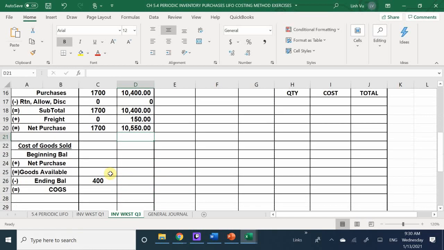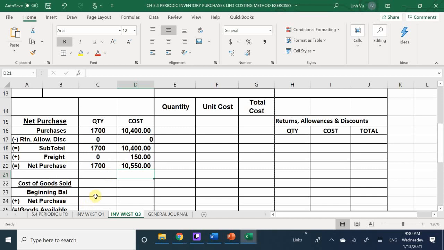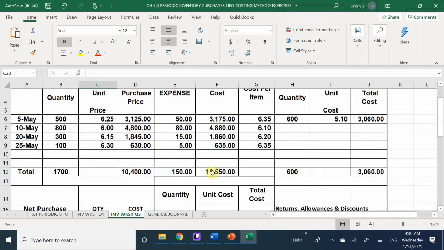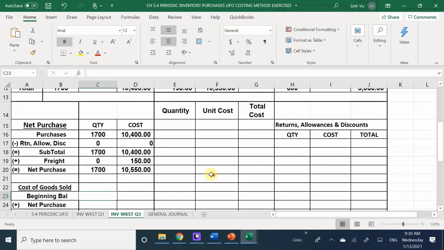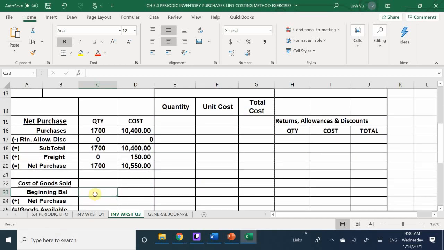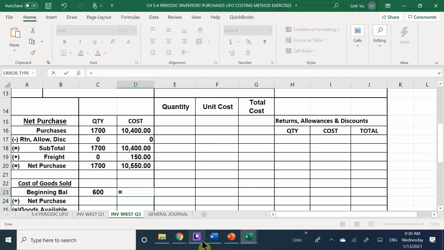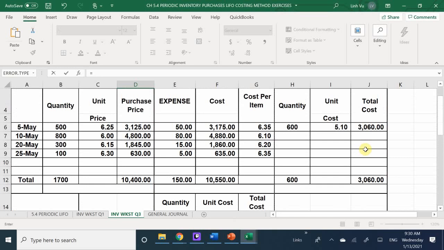Now, the next thing that we have is we do have beginning inventory, right? How much is it? 600. Okay, at how much? 3,785. 3,785. Where did you get that number from?